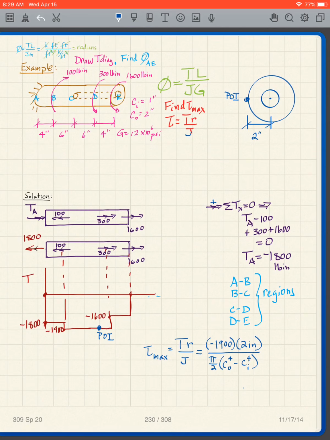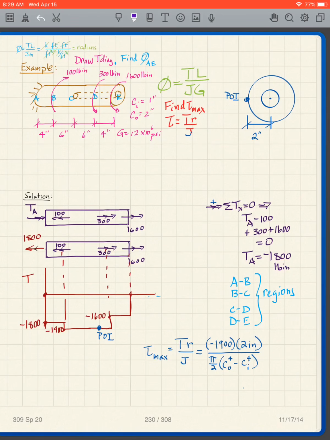Okay. So I have our torque diagram, and let's start with finding tau max, TR over J. What do I have to do? Well, I have to look for the maximum torque. It could be a couple things. We have to look in a couple places. Notice I have my hollow shaft here, and I've got my solid shaft there. So I have to keep that in mind when I'm looking for my maximum tau.